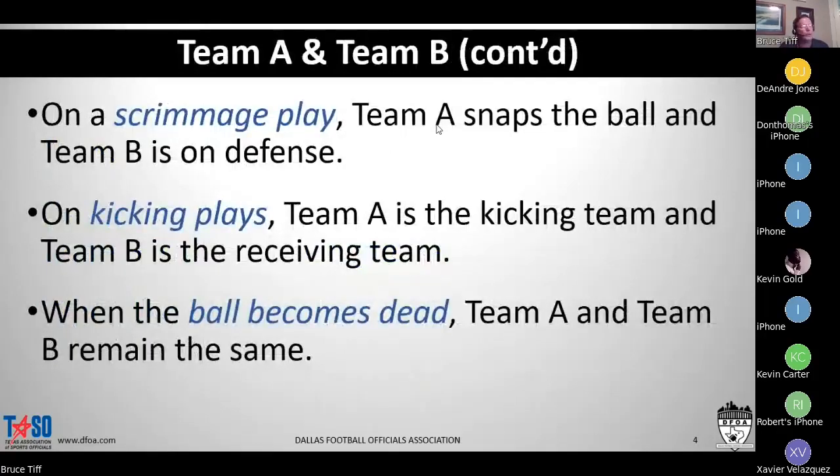On a scrimmage play, Team A snaps the ball, and Team B is on defense. On a kicking play, Team A is the kicking team, and Team B is the receiving team. When the ball becomes dead, Team A and Team B remain the same. Remember, they don't change until the ball becomes ready for play for the next play.